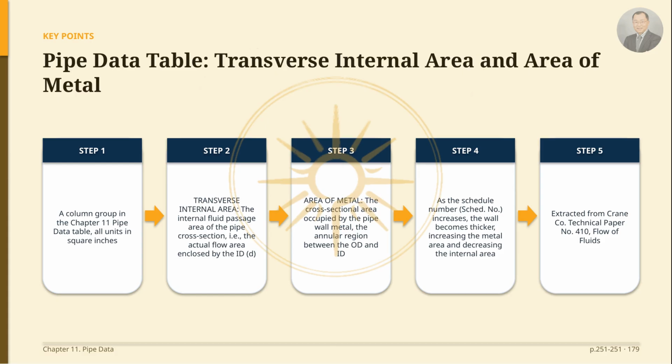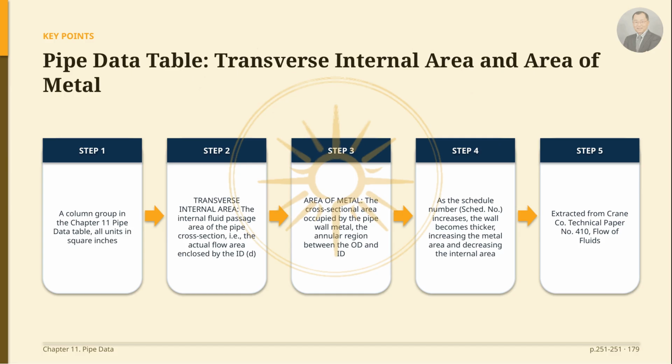Now, I will introduce the internal area and metal area columns in the Chapter 11 pipe data table. All area values in this table are expressed in square inches. The transverse internal area refers to the internal area where the fluid actually passes through the pipe cross-section. It is the flow cross-sectional area enclosed by the inside diameter, d.